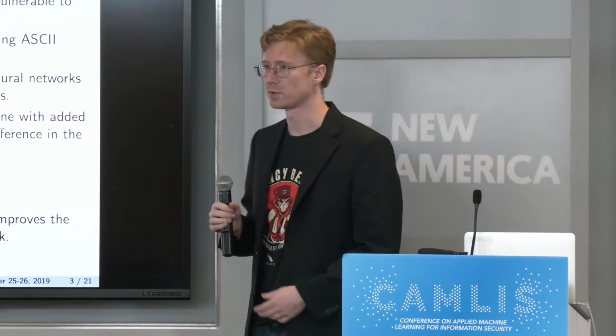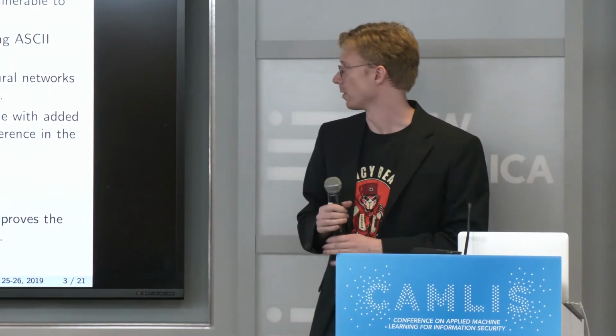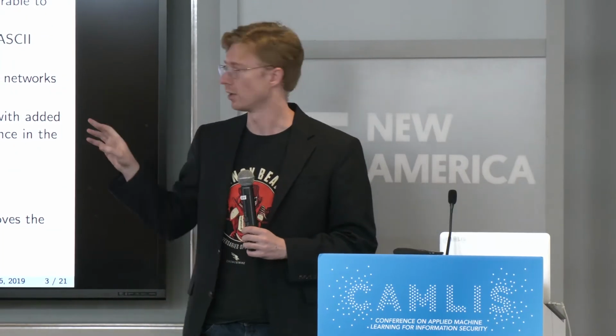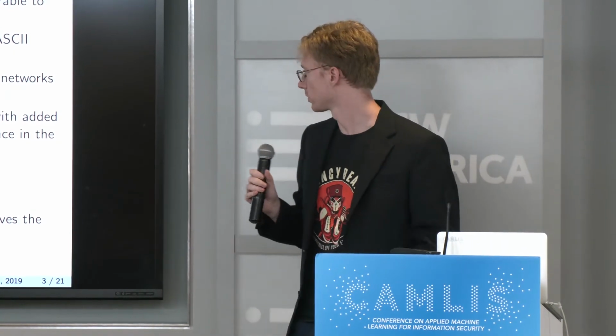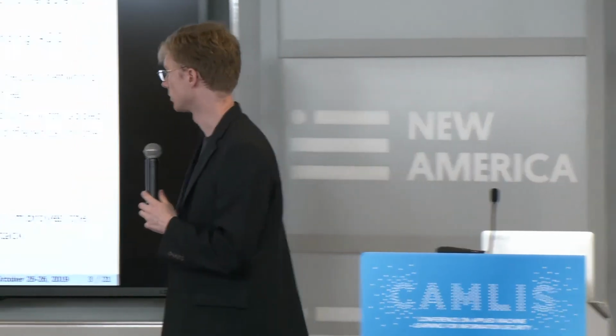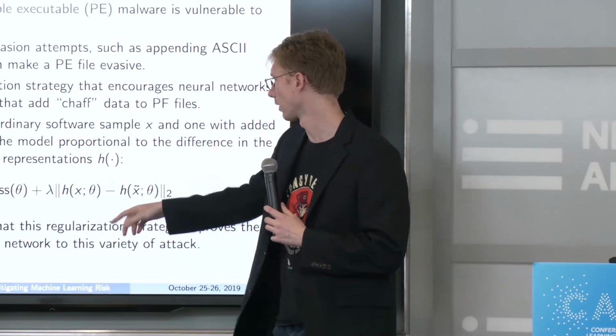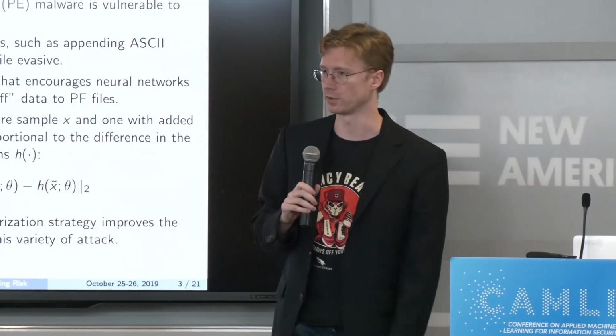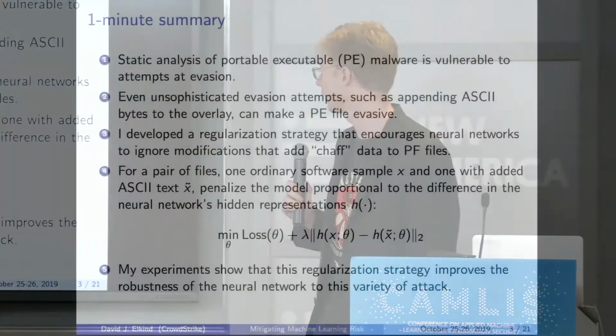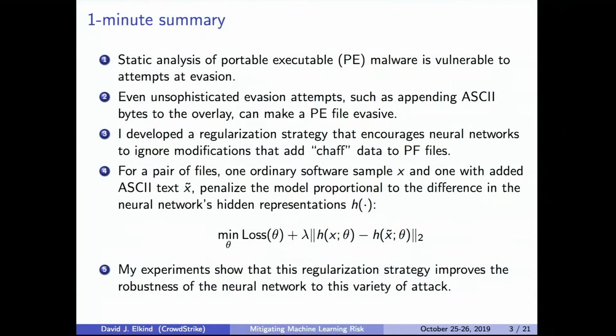So for a pair of files, we take an ordinary sample and then we append some ASCII text to the end of it. And we want the neural network to treat those two things as the same. So we just introduced this norm regularization on the end there. It looks kind of like L2 regularization a little bit. The idea is just that every software sample gets a twin. And then we regularize the model to treat the twins the same way because adding the ASCII text doesn't change it. It should be the same.